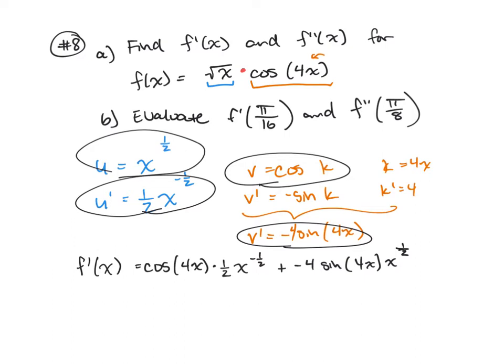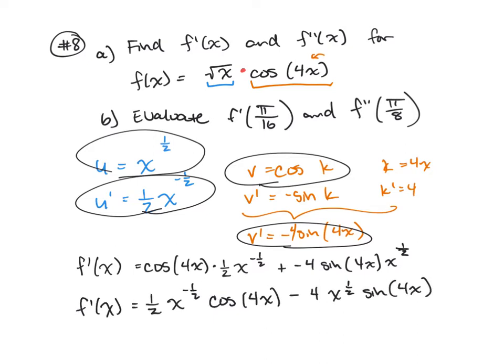And since I'm going to take the second derivative of this, I'm going to clean all of this up. I'm going to bring all the coefficients to the front. And just for sanity's sake, I'm going to bring the x in front of the cosine so we don't end up mixing that up. So I'm going to rewrite this and just say f prime of x is going to be 1/2 x to the negative 1/2 cosine of 4x, and then minus 4x to the 1/2 sine of 4x.